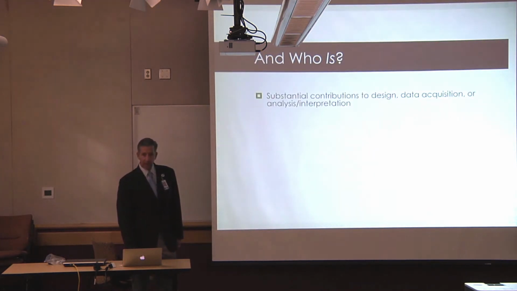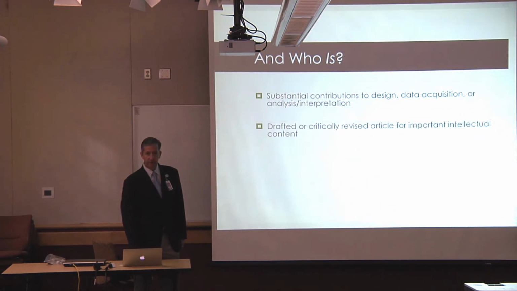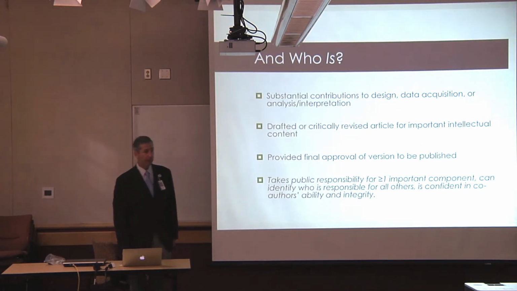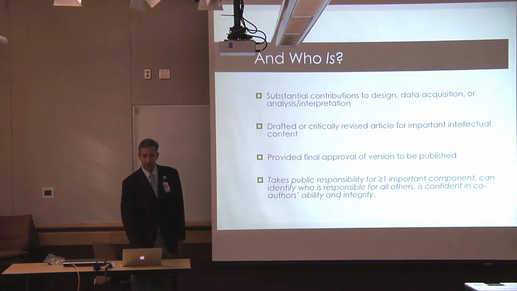So who is an author? These are the ICMJE's recommendations for who is an author. Substantial contributions to design, acquisition, or interpretation. Critical refinement or writing of the draft. Providing final approval. Taking public responsibility, or being willing to take public responsibility, for at least one major element of the research, and being able to identify who did all the others in case questions arise that this analysis wasn't properly done. Well, who did it? You have to be able to know who did each piece. In order to be an author under the ICMJE, you actually have to have all these boxes checked, not some of them.